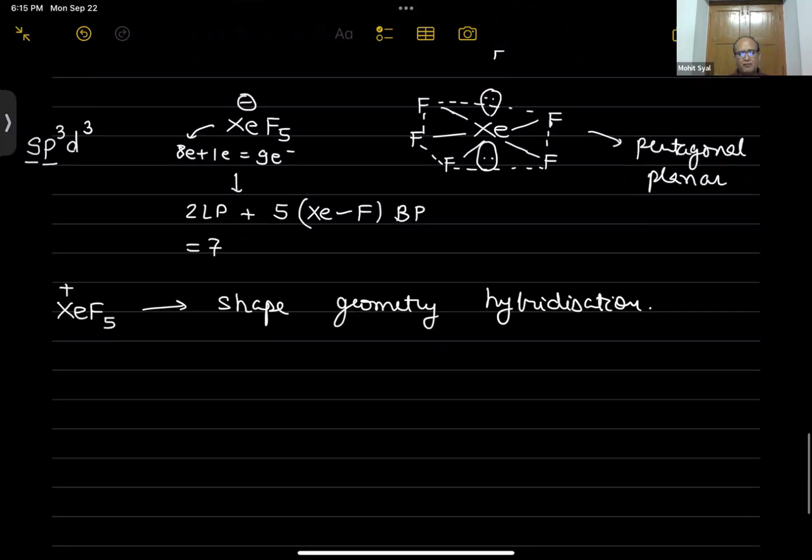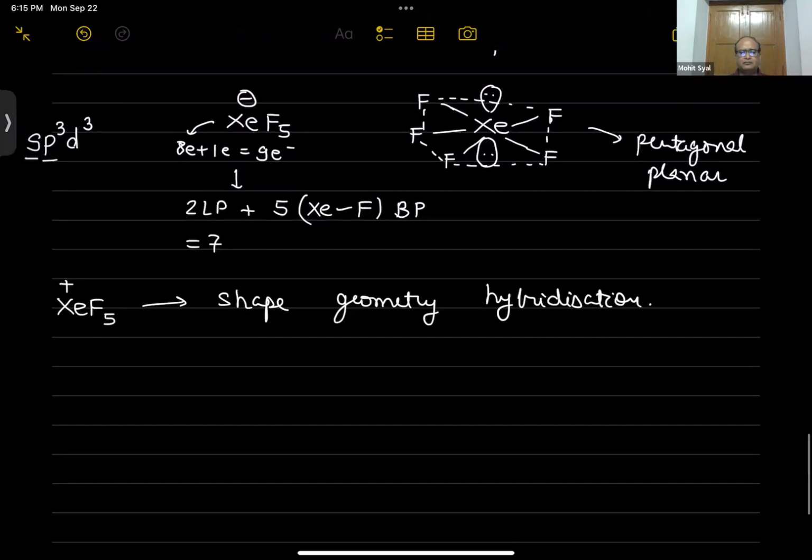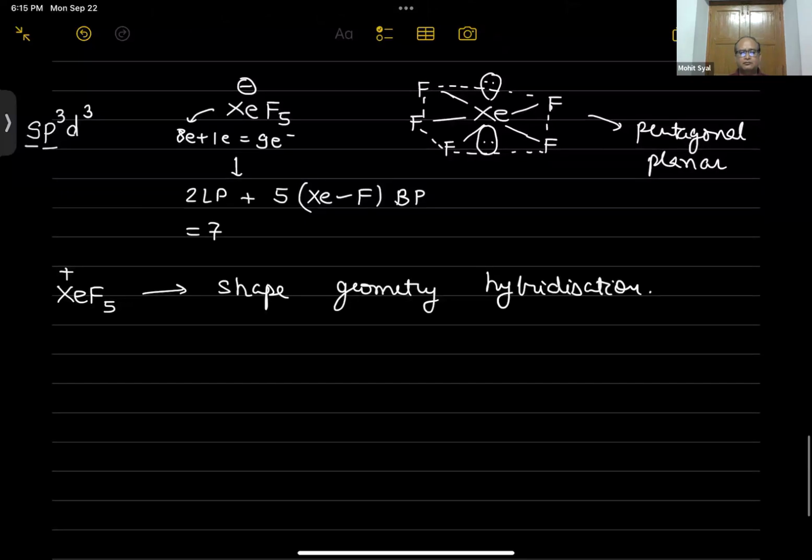Xenon will have how many valence electrons? 8. But this is plus. So how many valence electrons? 7. 8 minus 1 is 7. Got it? Is it clear?